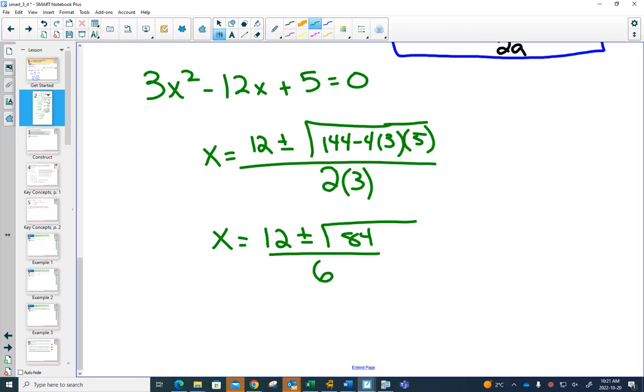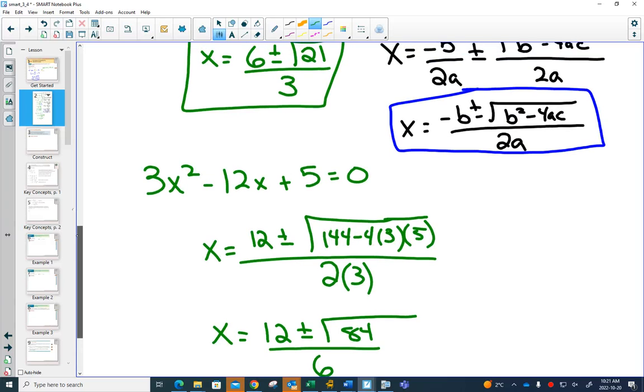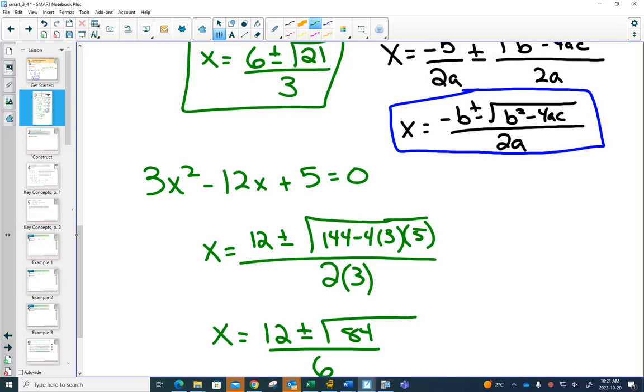Okay? Now I'm going to scroll up just a little bit. Do you notice they're not the same? And this is where the quadratic formula sometimes has a little bit extra work. This answer and this answer should be identical. But they're not the same yet because we have to simplify this. Square root of 84 can be simplified. I hope you can see that that's 4 times 21.